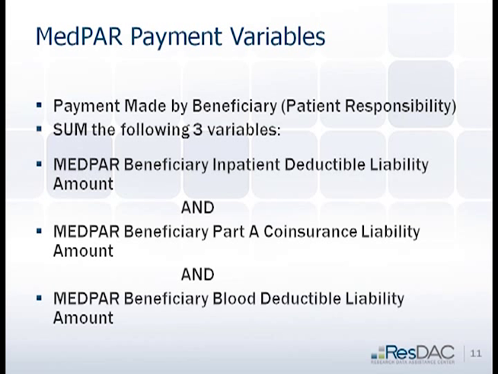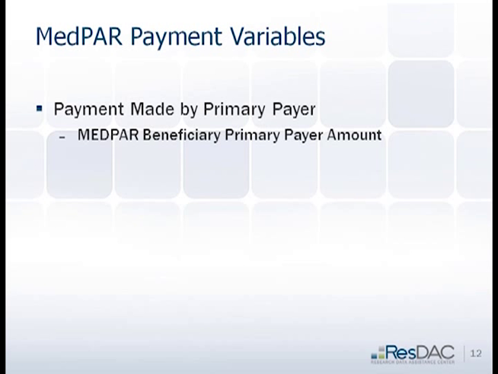So if you wanted to know the total patient responsibility, you would have to sum up those three variables for the Medpar stay record. And then lastly, if you want to know if there was another primary payer, there is a field for primary payer amount. A lot of you may say, I don't care, but this is still a very important field, and we'll talk more about that, particularly when we go into some of the exercises and looking at the data.